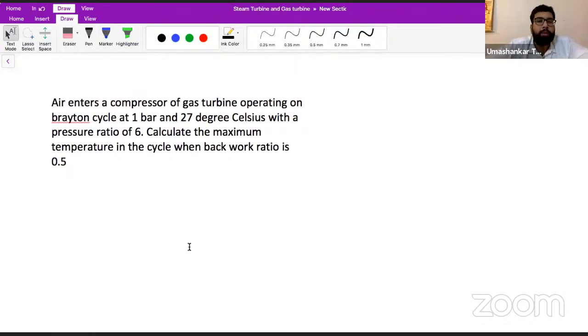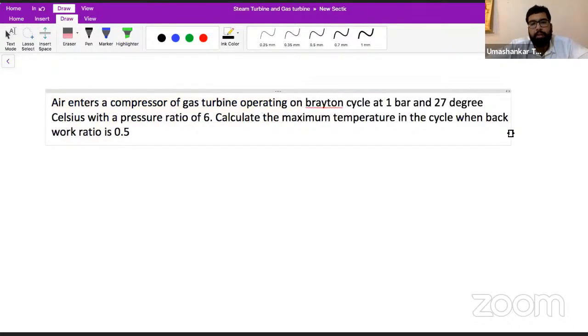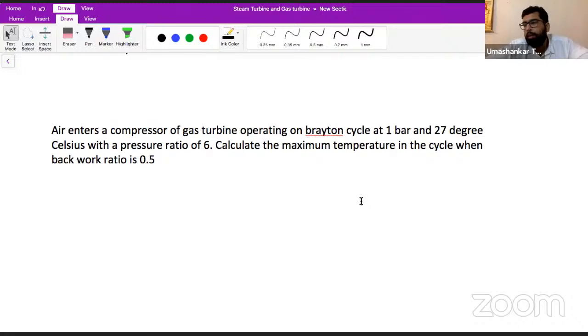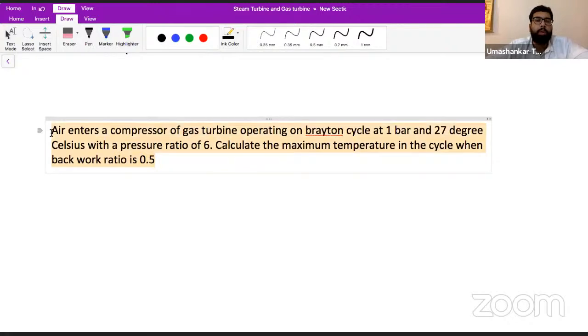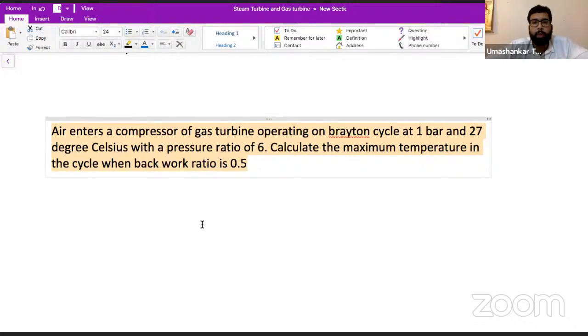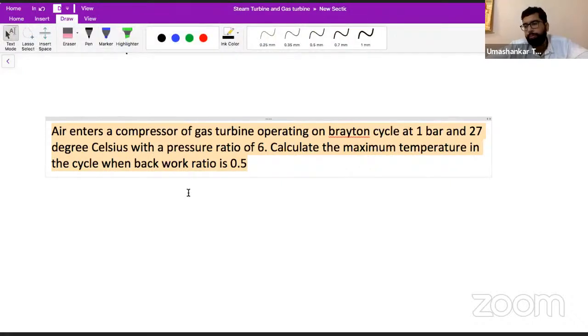Now, can you attempt this question as well? We have seen this also: work ratio, back work ratio. We have seen all these things. So now you can start solving this question, please. Those who are live can solve this right now, and those who are seeing the recording can also do it when you reach this point in the video. It will be beneficial for you.